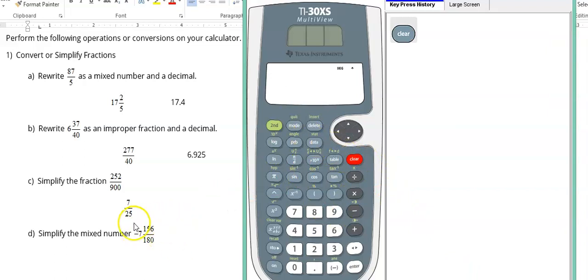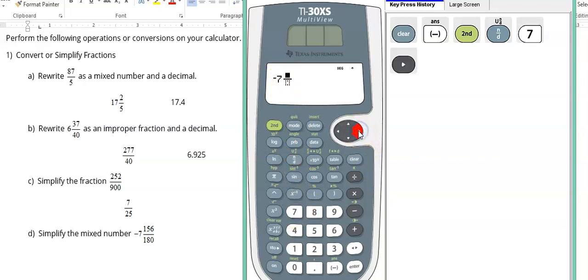First, if I wanted to put in the whole thing, note this is a negative sign. These are our operations: division, multiplication, subtraction, addition. A negative sign is different. It's this little symbol down here. So I'm going to hit negative. Now I'm going to set up the mixed number. 7 and then 156 over 180.